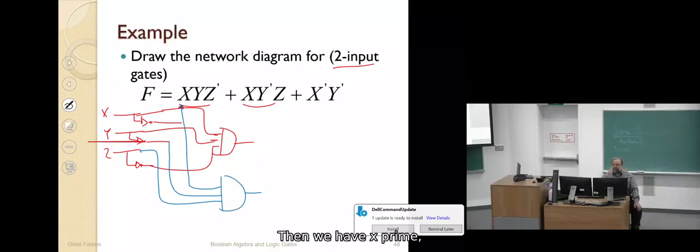Then we have x prime, y prime, x prime. So I use another color for the next term. X prime, and y prime. Y prime is this one.